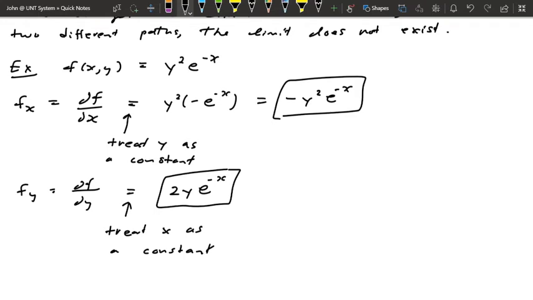Okay, and you do the same thing for any number of variables. If you have a function of 3 variables, x, y, and z, and you take the partial derivative, say, with respect to y, then you treat the other 2 variables, in that case x and z, as if they were constants, and apply the same kind of rule.